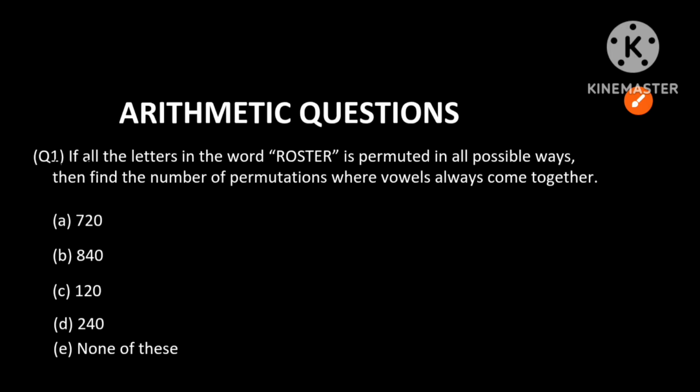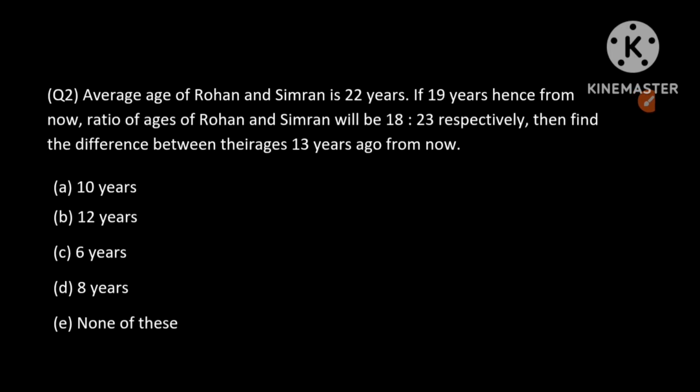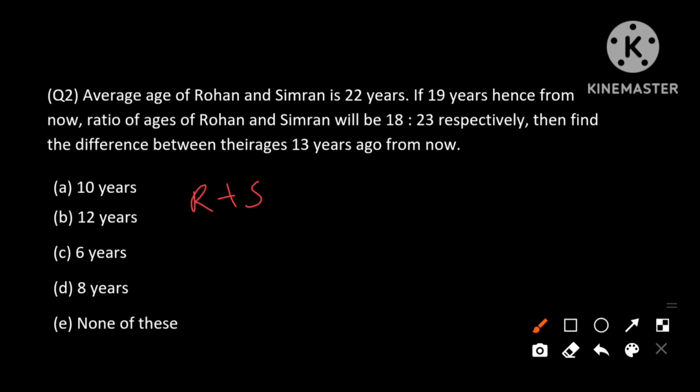Next, we are moving with the second question. The average age of Rohan and Simran is 22. So sum of both R and S will be 44. If 19 years hence from now, the ratio of Rohan and Simran's age will be 18:23 respectively. Then find the difference between their ages 13 years ago from now.